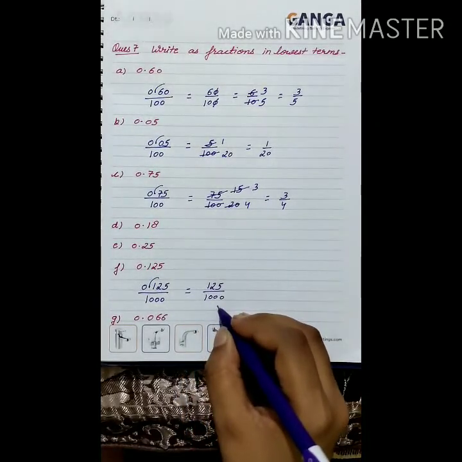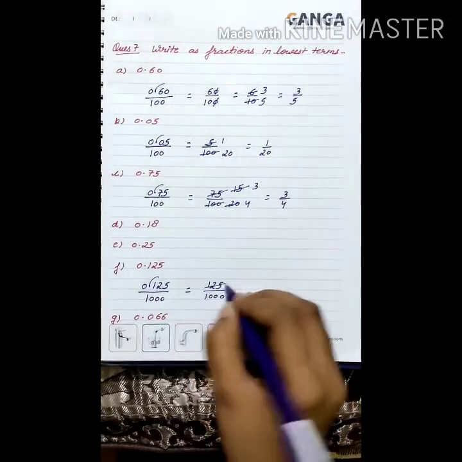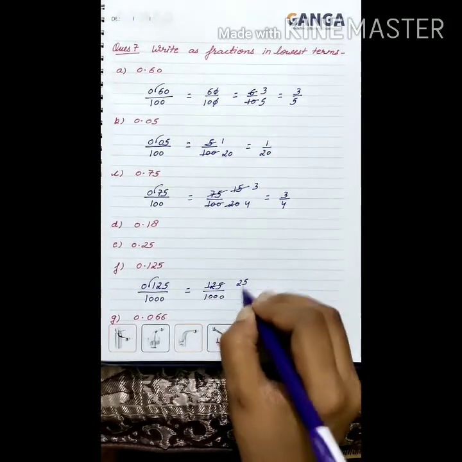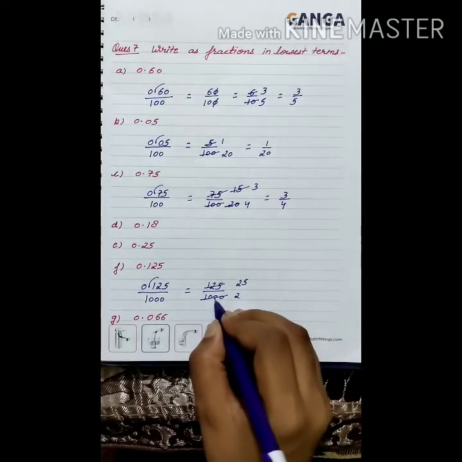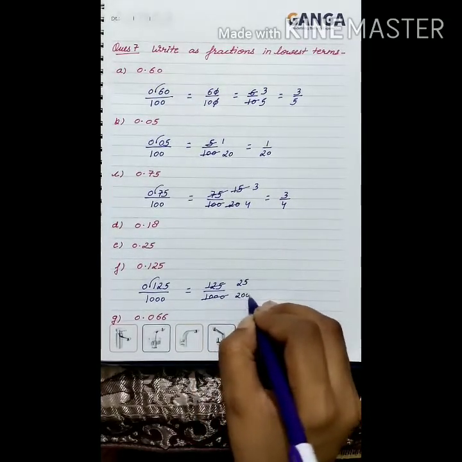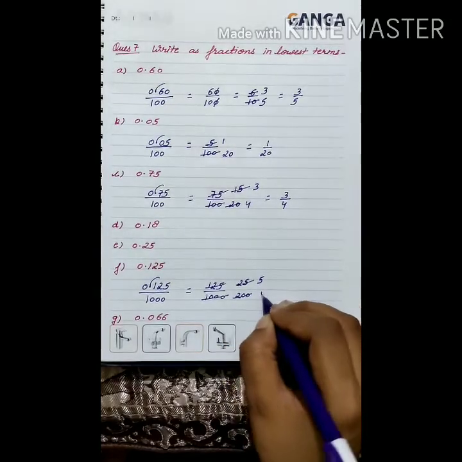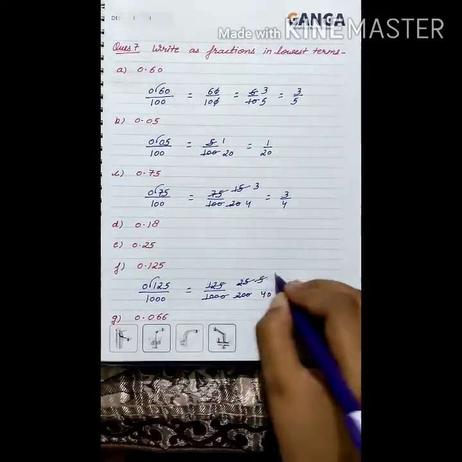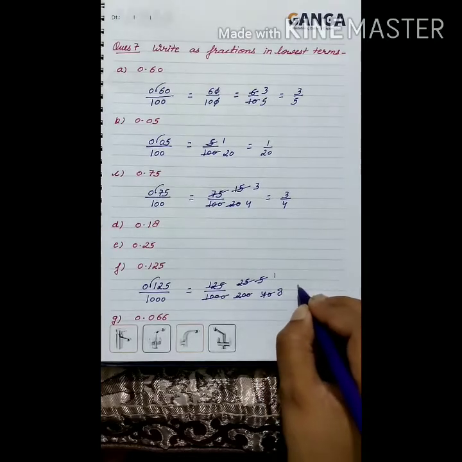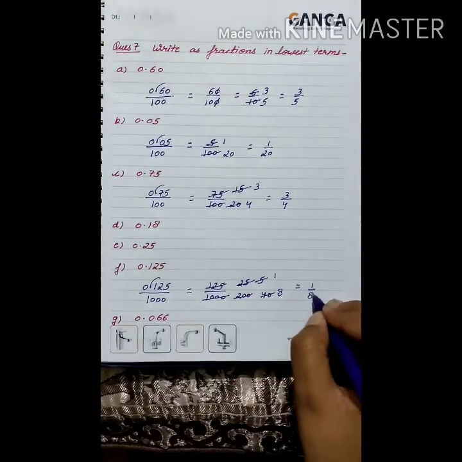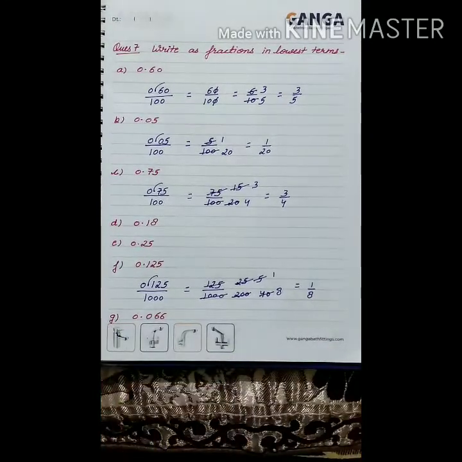Both numbers are divisible by 5. So after simplification we will get 5 1s are 5, 5 5s are 25, 5 to the 10, and then 2 zeros are remaining, so we will write 20 as it is. 5 5s are 25, 5 4s are 20, 0. 5 1s are 5, 5 8s are 40. So the answer will be 1 upon 8. G part is your homework. Try to solve.